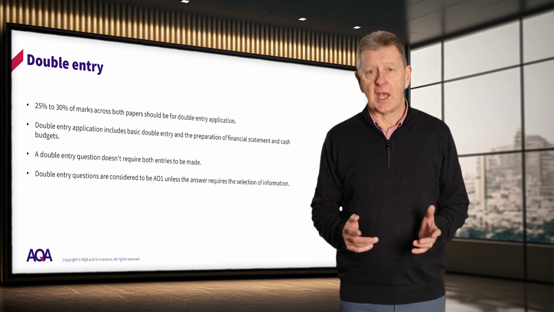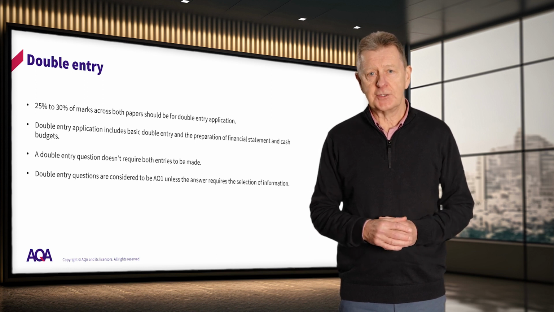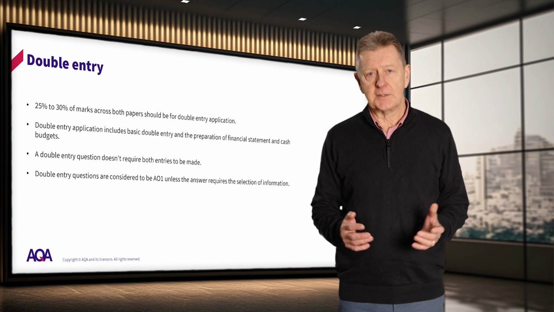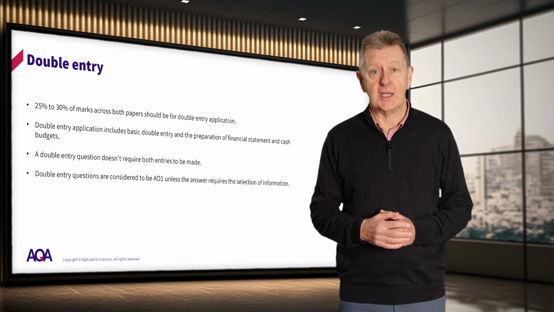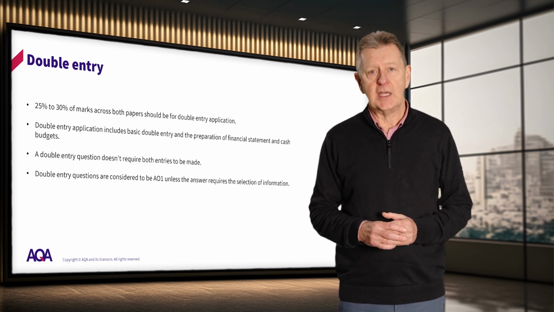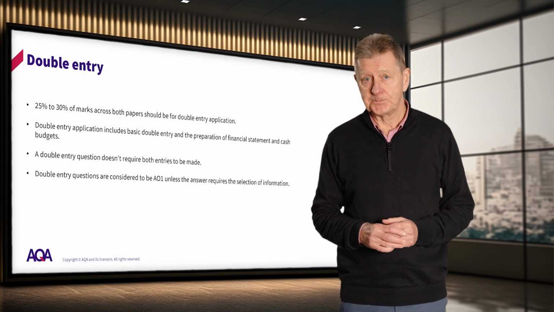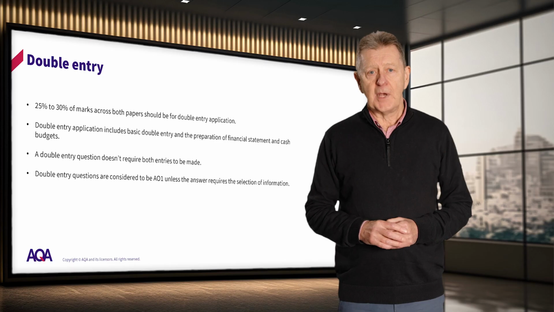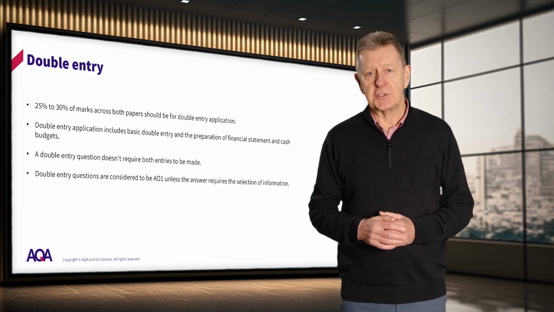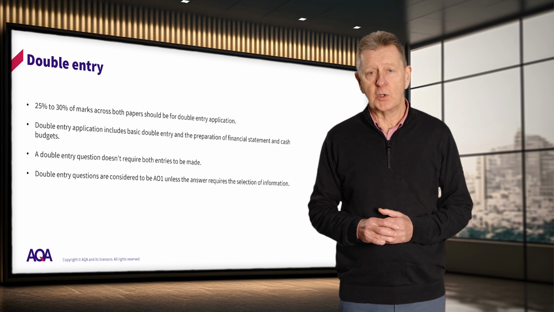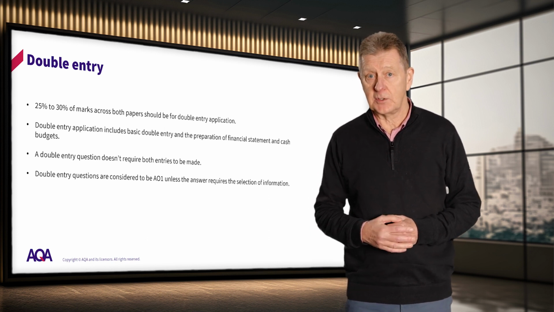Basic double entry is AO1, so preparing ledger accounts, control accounts, etc. would be considered as AO1 and appear in section A of the exam. If, however, the information is presented in such a way that students have to select the information to prepare an account, then this would be AO2. Bearing this in mind, this is a good opportunity to consider how AO1 questions can become AO2 questions.